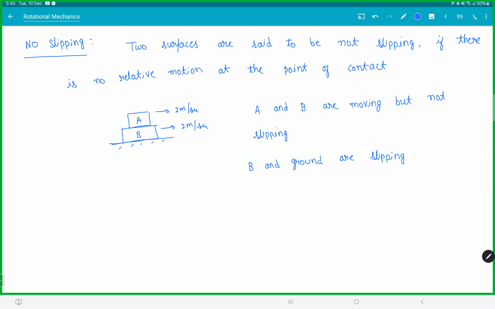So simple, don't make it complex. When someone asks you what you mean by not slipping, wherever the two bodies are touching, they have the same velocity or no relative velocity. It's the same thing. Therefore, V relative is 0. So that's a simple definition of the no slipping condition. Clear? Next thing.